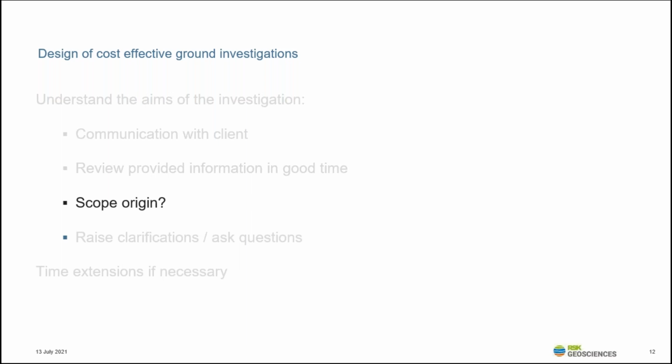If a scope of works is provided, what was the origin of that scope? Where has it come from? Has it been drafted by someone who has the appropriate experience of ground investigation and is therefore able to put a good sound scope together? It's important to raise clarifications and ask questions. It's far better to discuss these things with the client as opposed to just filling your tender with caveats and assumptions.